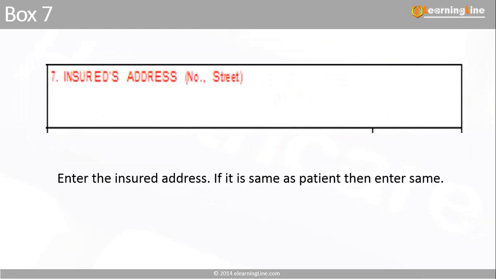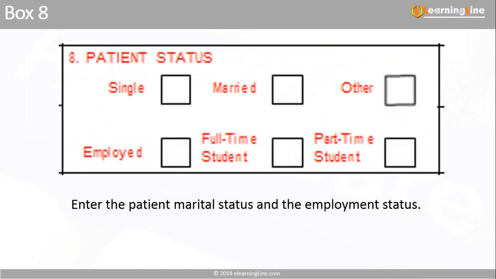Insured address. See, the fields are self-descriptive, but you just need to pay attention. You don't get this when you are doing the analysis. And that is the overall idea: when you are doing the analysis, you have to pay attention to it. Now, enter the insured address. If it is the same as the patient, then enter same. Patient status. Whichever option is applicable, just check that. So single, married, other, employed, full-time student, part-time student, depending upon what the status of the patient is, check that.